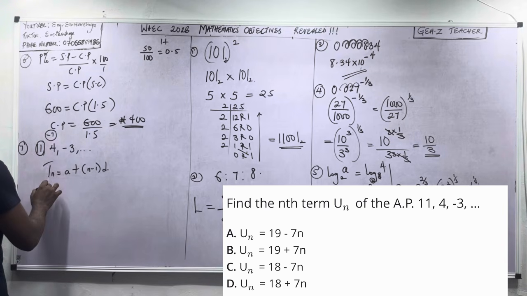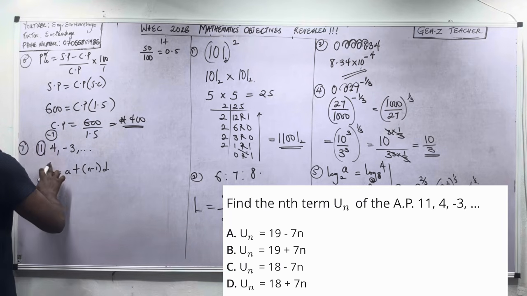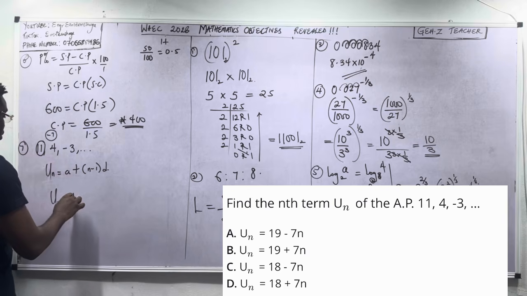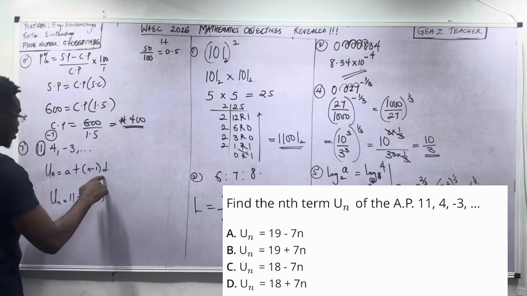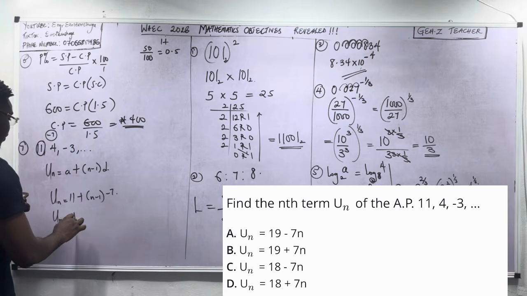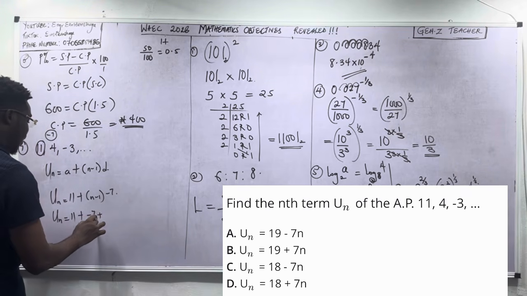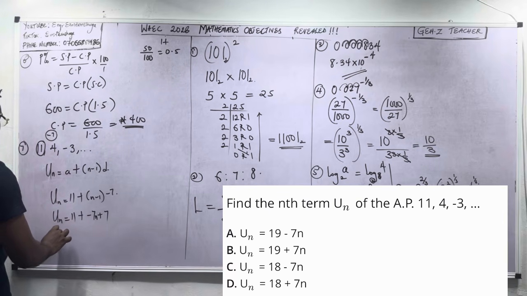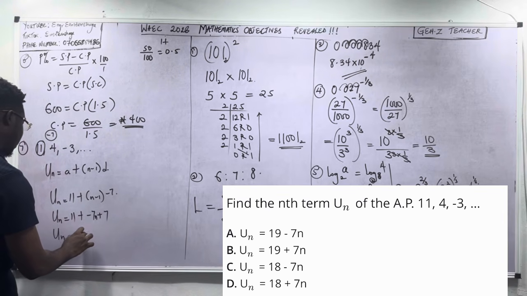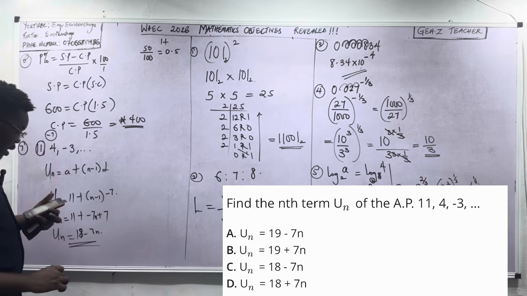So let's do that. Our nth term, although they use Un in their options, so let's use Un. So Un should be the first term, 11, plus (n minus 1), common difference is minus 7. Open a bracket here. We have nth term equals 11 plus minus 7n plus 7. So we have the nth term to be 18 minus 7n. That should be the nth term.